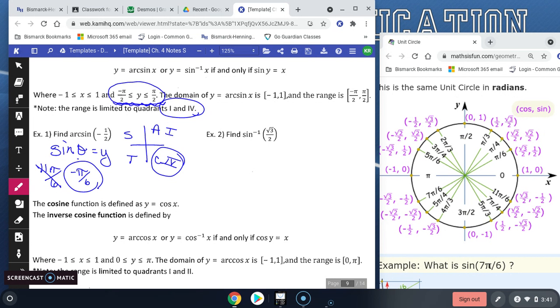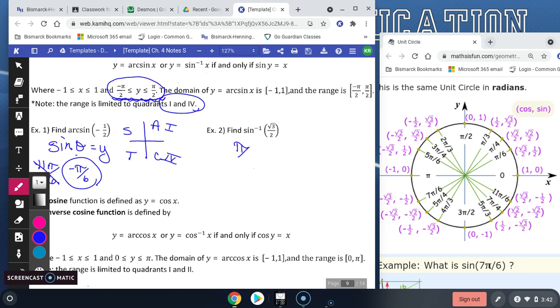Okay, so the next one, find the inverse sine of √3/2. Well, this time my sign is positive. So if I'm choosing between quadrant 1 and quadrant 4, I'm in quadrant 1. So look at quadrant 1. You're looking for a y value that is √3/2, and that's going to happen at pi over 3. So this is pi over 3.